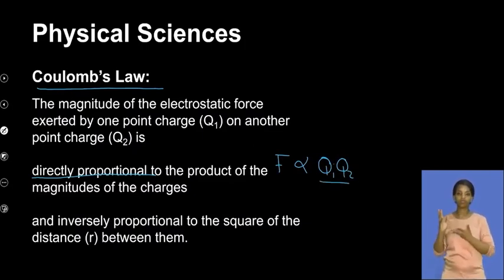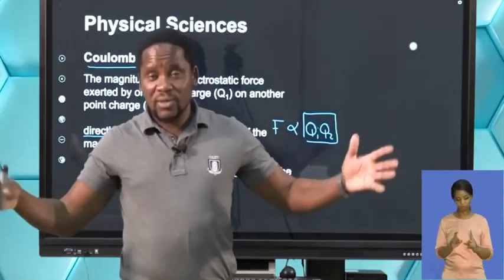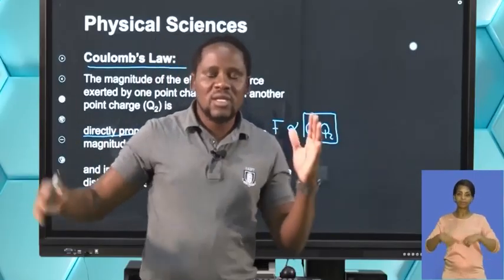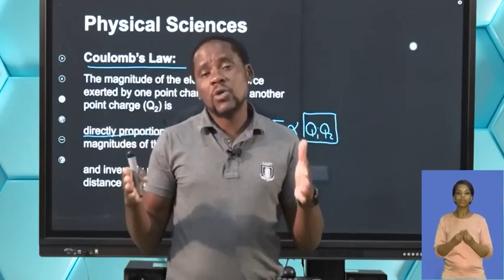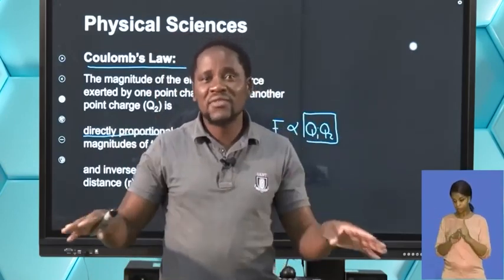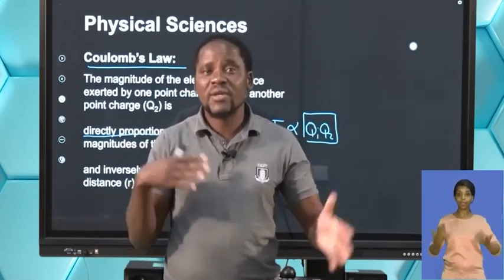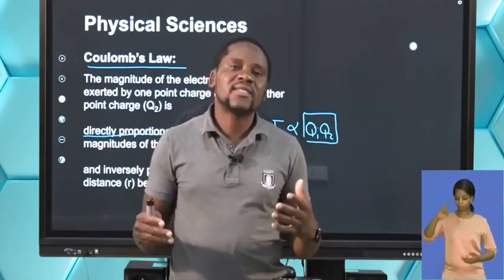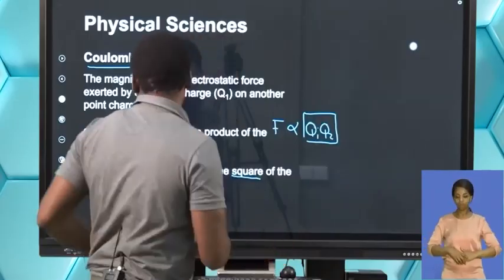So the product is the multiplication of the magnitude of the two charges involved, while at the same time we're saying it is inversely proportional to the square of the distance. Take note, square of distance is different from square root. Okay, so that's one of the things that obviously come up. You know, if we talk about the square of the distance, in this case it's r squared, which is totally different from square root. So we need to have a clear distinction in as far as those two are concerned, right?